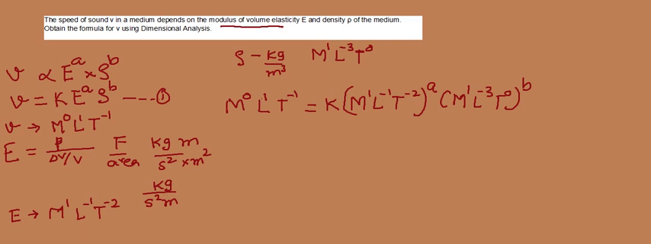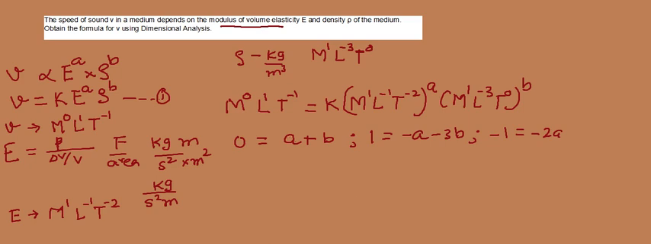And now let us compare the powers of m. The power of m on the left hand side is 0, and on the right hand side this is 1 and this is a, so this is a, plus the power of m over here is 1 into b, so a plus b. So 0 equals a plus b. Let's compare the power of length. So I get 1 equal to, this is minus 1 and there is a power a here, so minus a, and this is minus 3b. Let us compare the power of T. So minus 1 equal to, this is minus 2a, and the power of T here is 0, so we have 0 over here, so minus 2a.